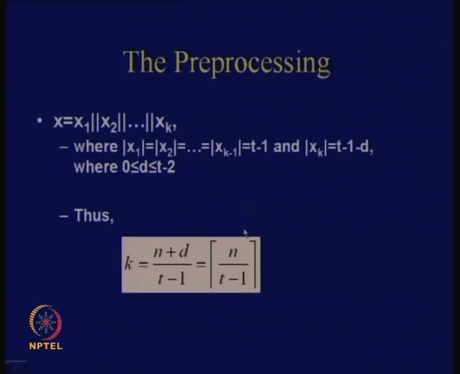Okay. So what is the value of k? In this case you already have your size as n, but if you have padded that with d bits, it becomes n plus d, right. So n plus d divided by t minus 1 should be the value of k, right, and that you can represent as ceil of n divided by t minus 1, right.